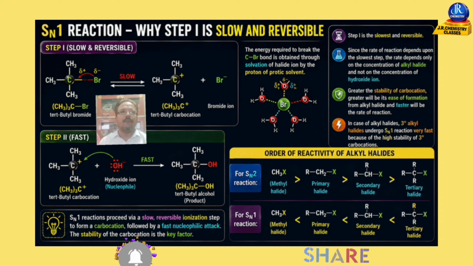We can sum up the order of reactivity of alkyl halides towards SN1 and SN2 reactions as follows. For SN2 reaction: CH3X, primary halide, secondary halide, then tertiary halide. And for SN1 reaction: CH3X, primary halide, secondary halide, then tertiary. CH3X is slowest and tertiary fastest.